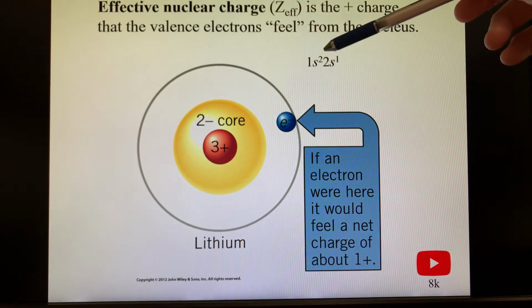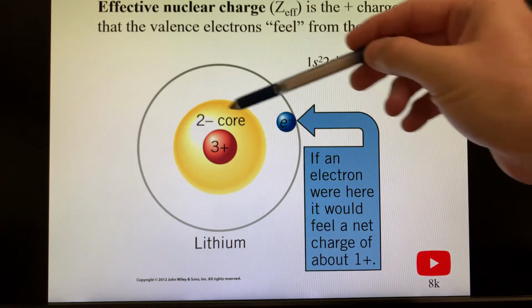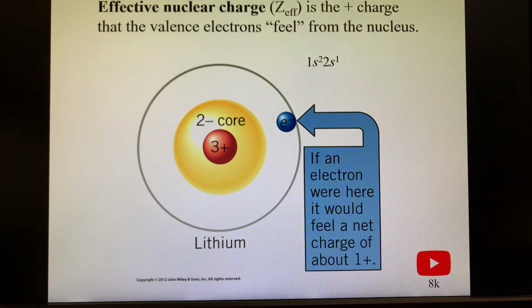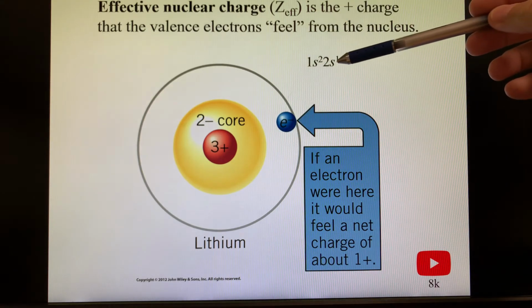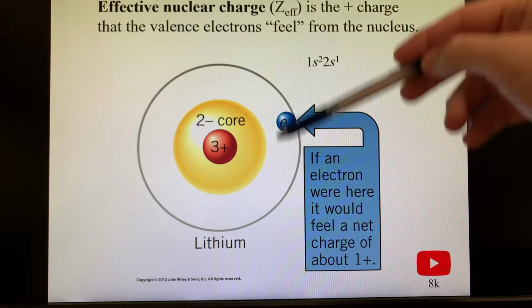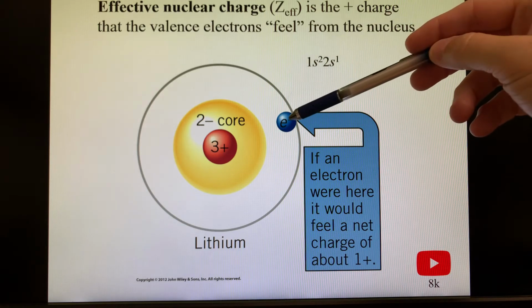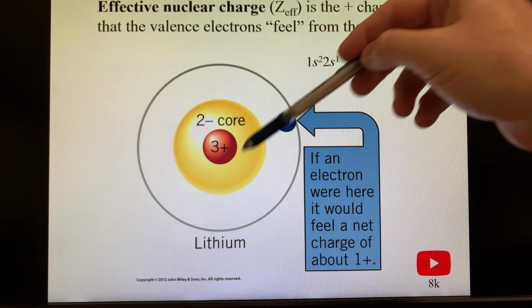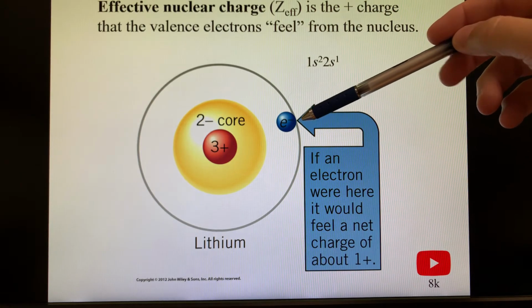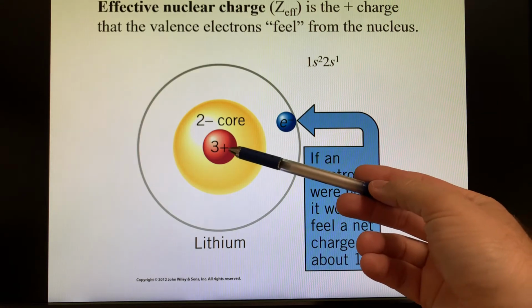And then the 1s electrons are in the n=1 shell. So that's the first layer of the atom. And then the 2s electron is in the outer layer, the valence shell. So it is, in general, further away from the nucleus than these electrons are. Okay, so there's this positive 3 charge here.